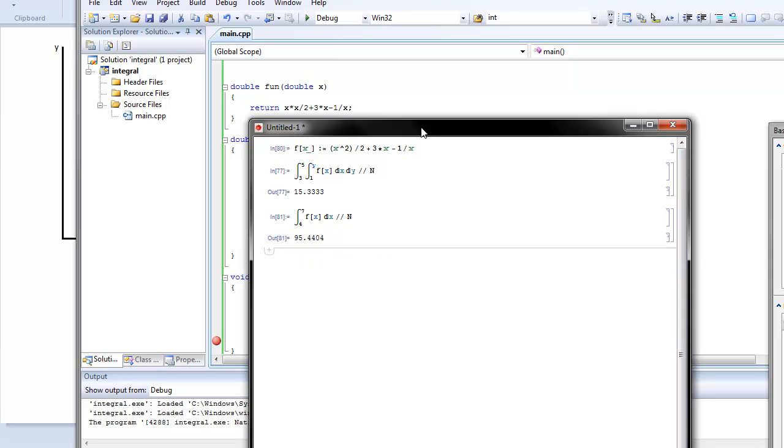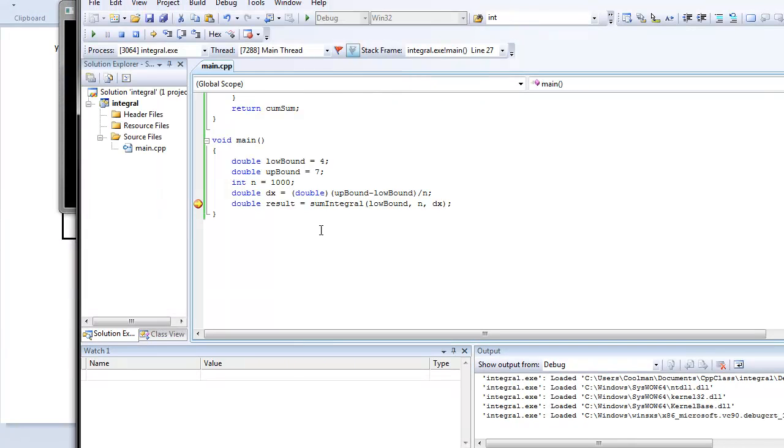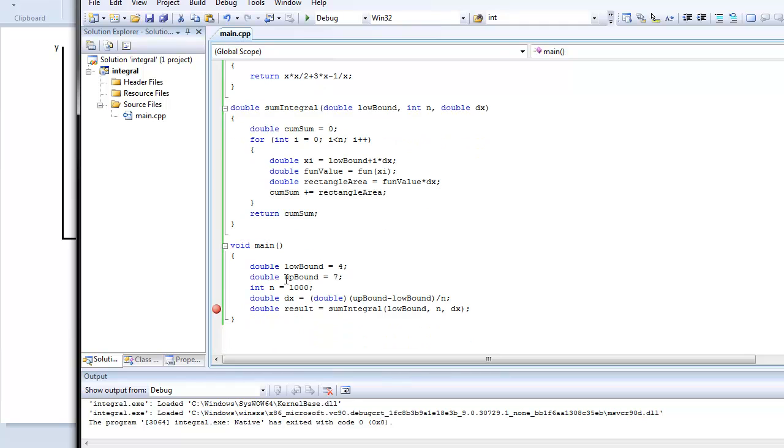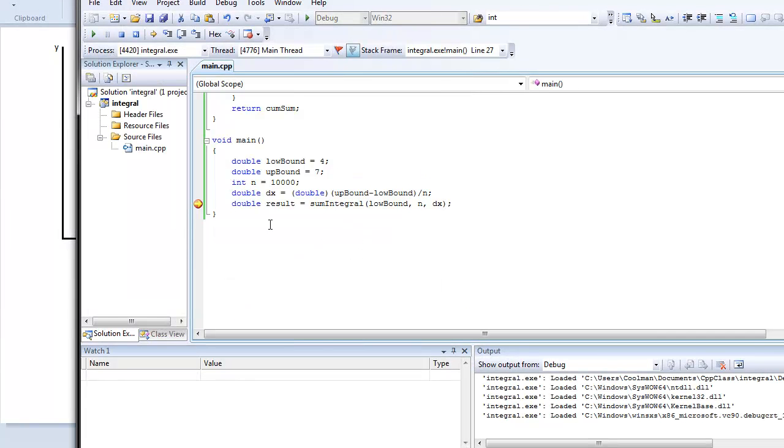So 95.44, what was the result here? 95.40. So it's basically very close. It's just because of insufficiency of interval. So if we increase it to 100, yeah, we are almost there.